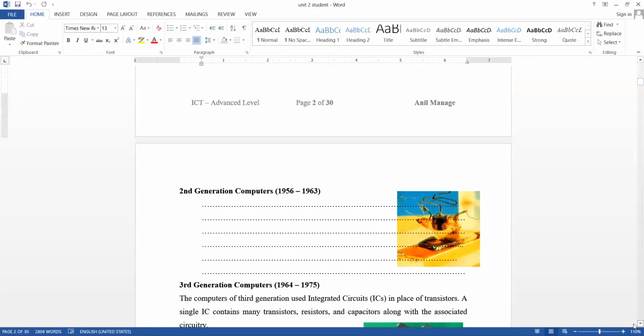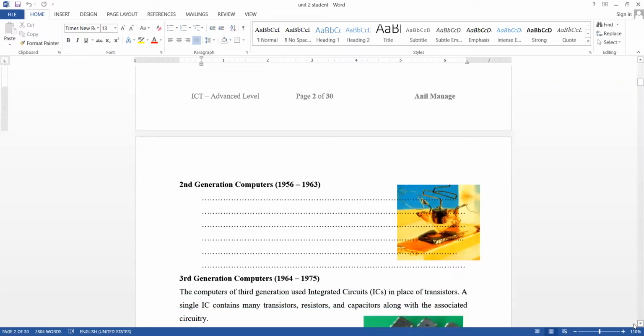Under that, write down: in this generation, under second generation, transistors were used as the fundamental building block.